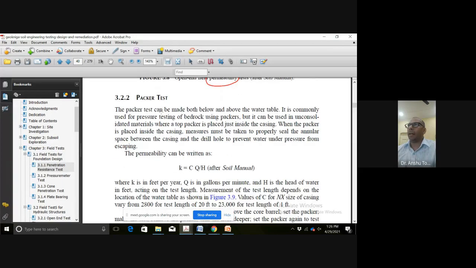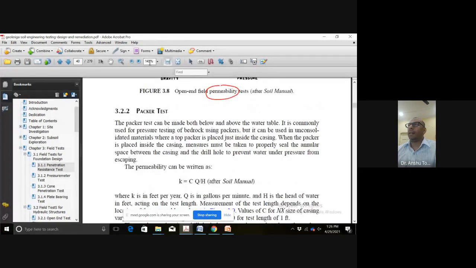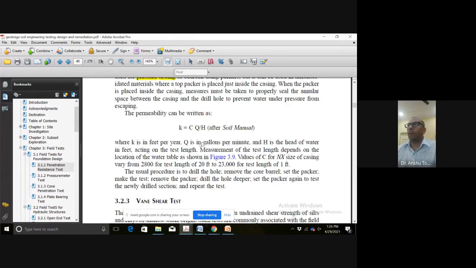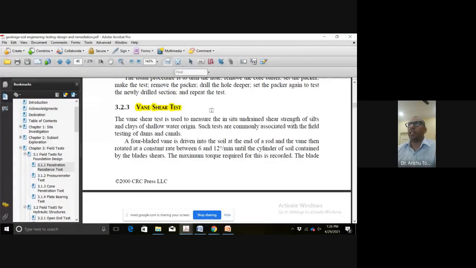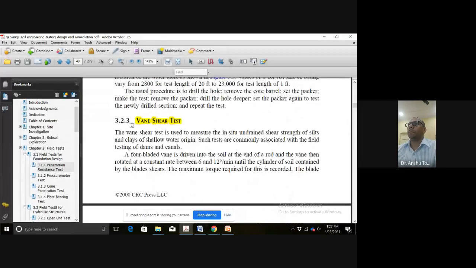Then we have the Packer test. A Packer test can be made both below and above the water table. It is pressure testing. It is actually a good test, but it is not a commonly used test. However, the vane shear test is a commonly used test for the same purpose, the in situ undrained shear strength of soils.